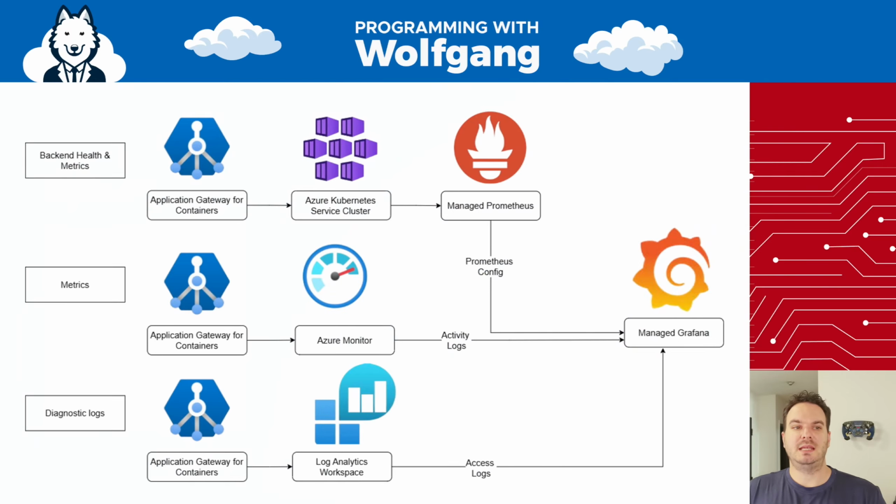So the plan for today is, here we have different metrics, logs, and general health information about our resources. The first one we're going to deploy are diagnostic logs for the Application Gateway for Containers. There we're going to create a new Log Analytics workspace, and then we'll configure the application gateway to send all the diagnostic information to this Log Analytics workspace.